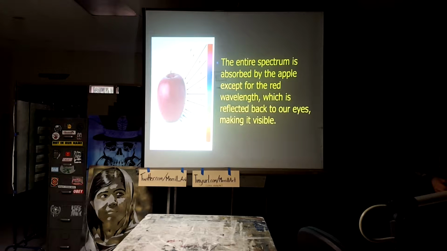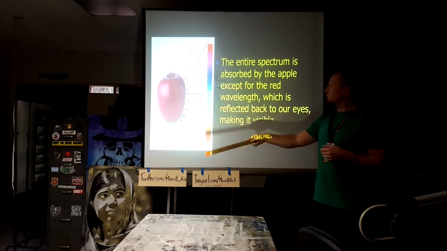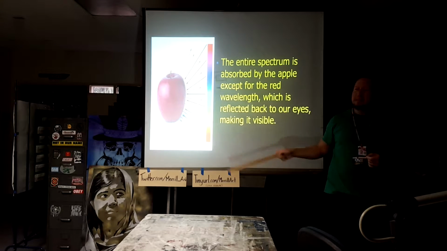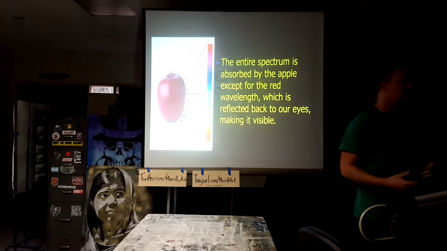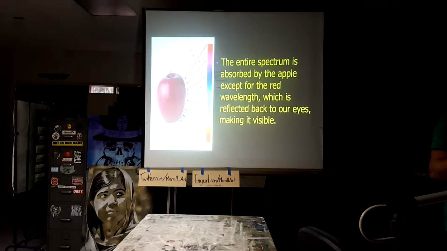Here's another example, okay? You guys can see this apple. The entire spectrum is hitting that apple. The wavelength that reflects back off of it to our eyes is which one? Red. It's red, okay? Unless you're looking really carefully at the stem of the apple, okay? And that would reflect a different wavelength, all right? But it's a pretty simple concept, not too difficult to understand.